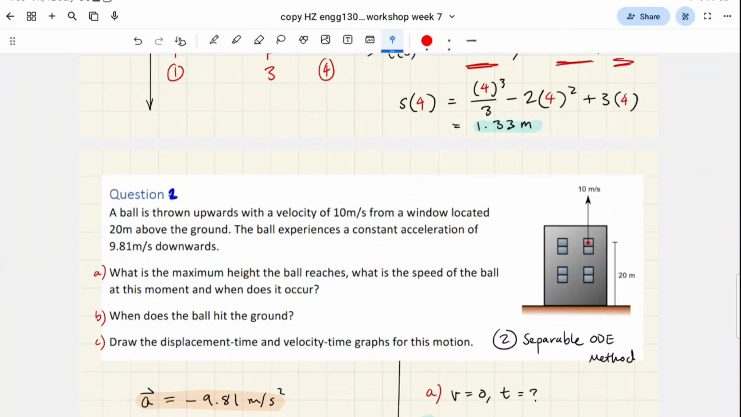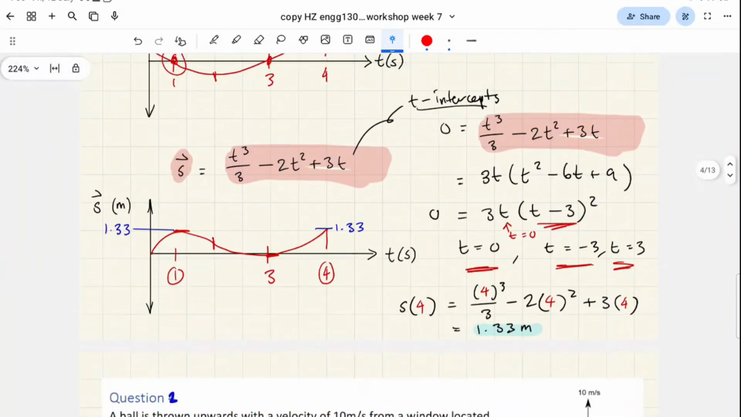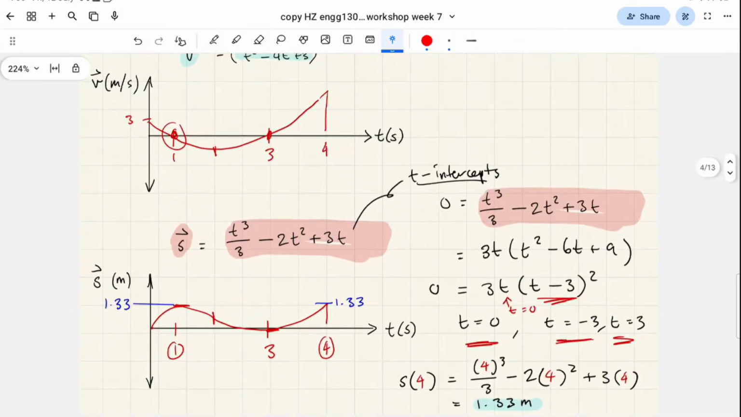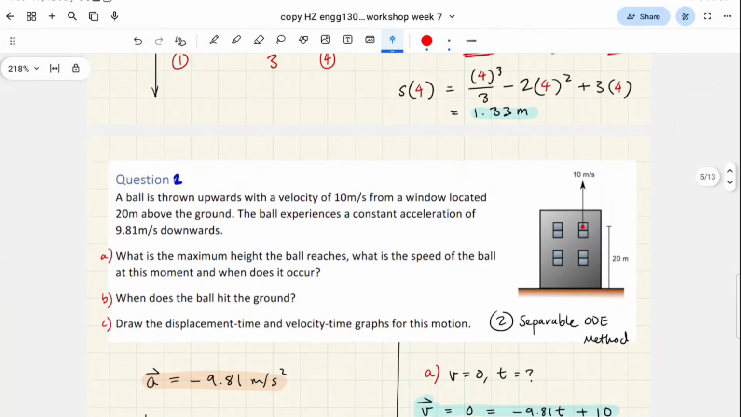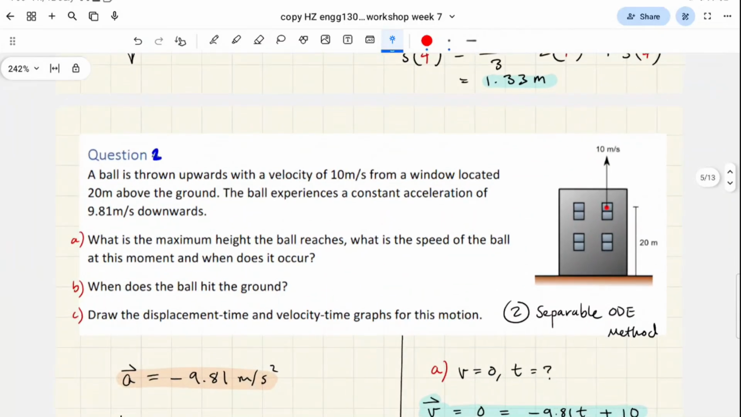Right, yeah, question. Can you go back one? Yep, okay. So this question is asking for a few things. The ball is thrown upwards with a velocity of 10 meters per second from a window that is 20 meters above the ground. The ball experiences a constant acceleration of 9.81 downwards.